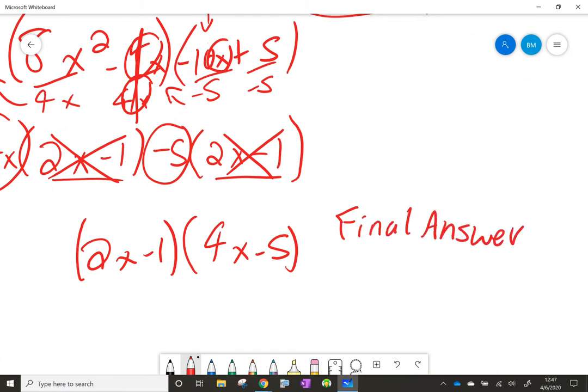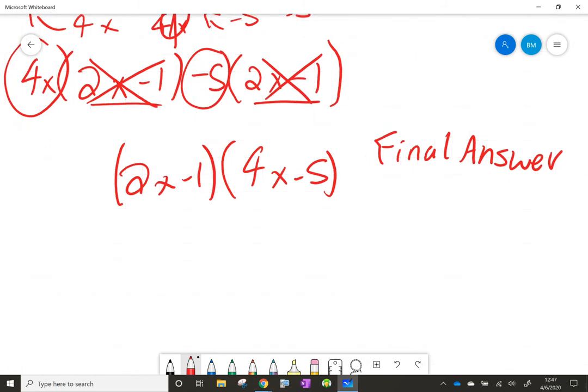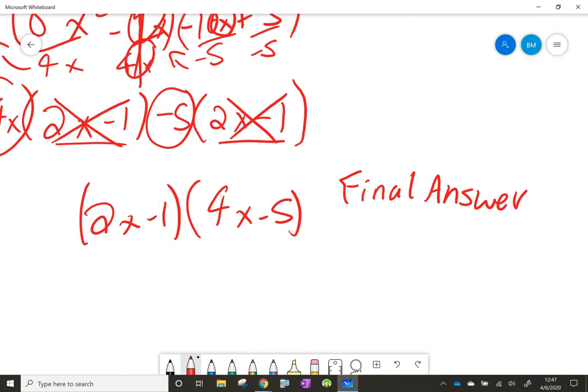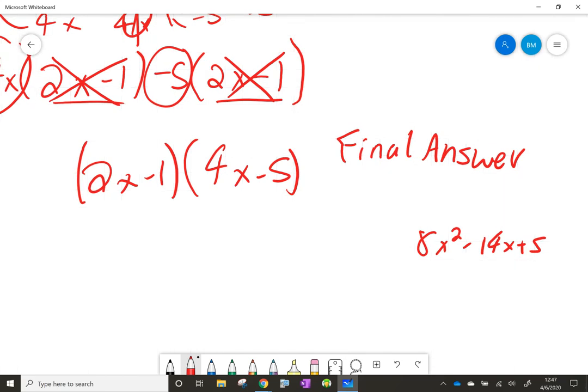And if we want to check our work, let's multiply these together to see if we get the same thing we started with at the beginning. Remember, we started with 8x squared minus 14x plus 5. Let's see, do we multiply this together and get that same thing? So this is just to check my answer.